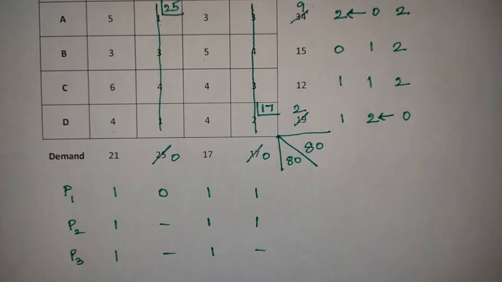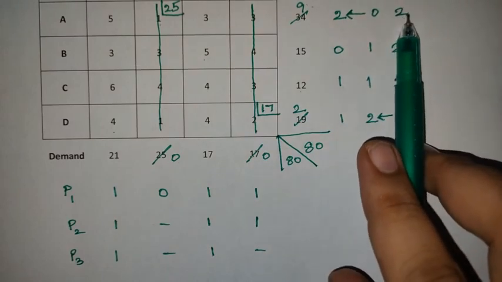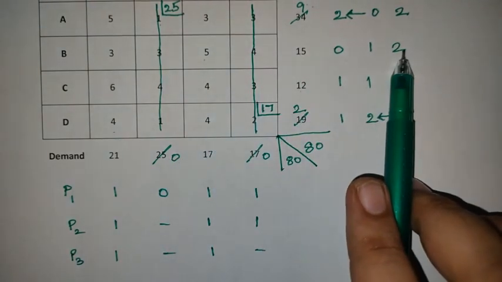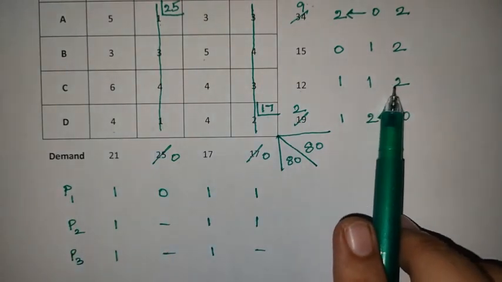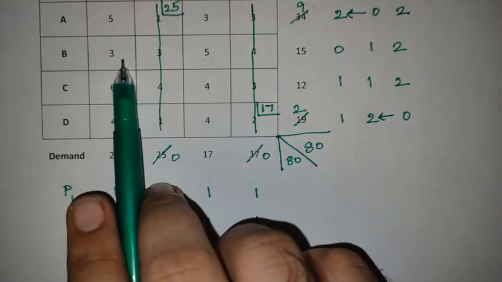2. But here the value of 2 is at 3 places. So you can select any one of them. So no problem. But if you think logically, then we will get a least value. So if you take these two, what is the least value in this row? 3. If you take these two, what is the least value? 3. If you take these two, what is the least value in this row? 4. So here 3, 3, 4 are there.